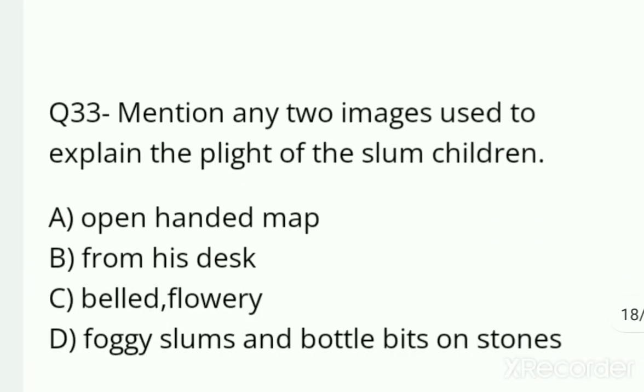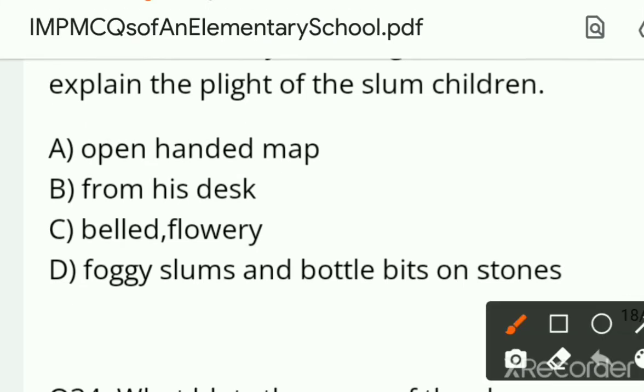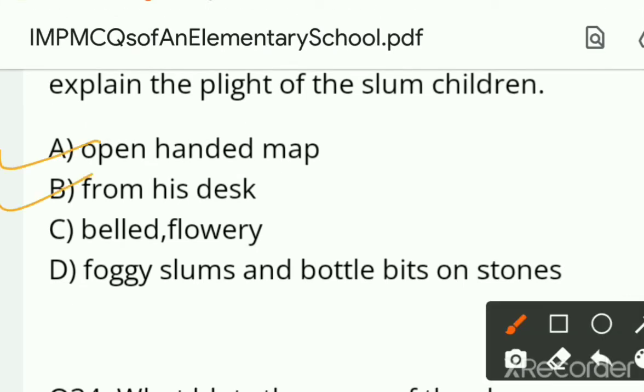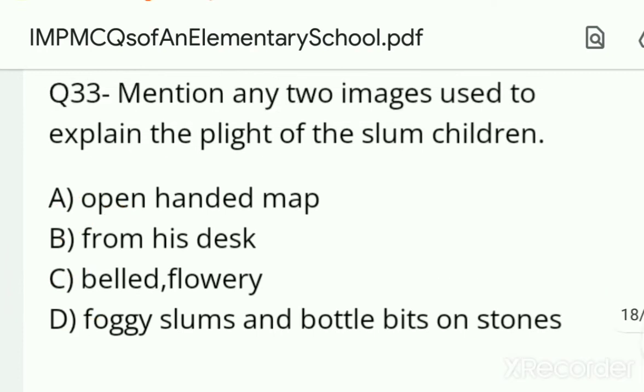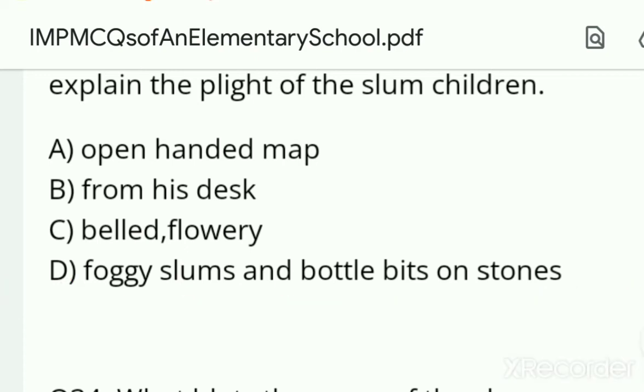Next, mention any two images used to explain the plight of the slum children. A, open-handed map. B, from his desk. C, ballet flowery. D, foggy slums, and bottle bits on stones. Yes, option D, foggy slums and bottle bits on stones.